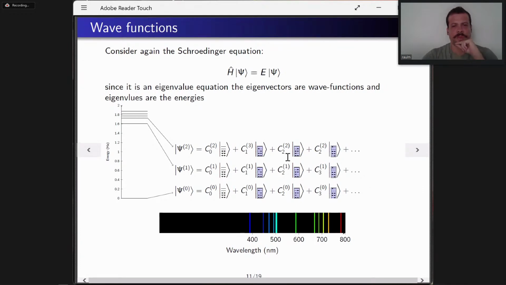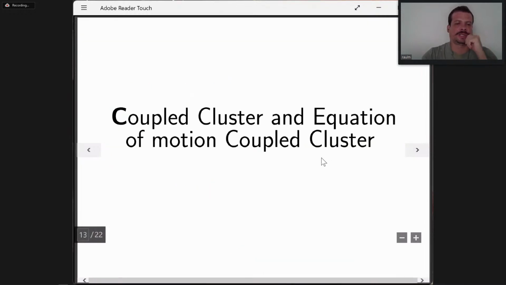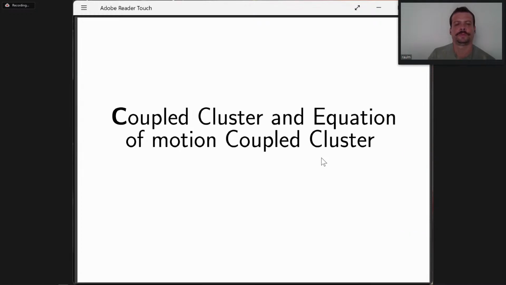But of course, we have, let's say, a more economical way to also obtain all of the wave functions and the energies. This method is called coupled cluster, and equation of motion coupled cluster. So now we can talk about them with this background.